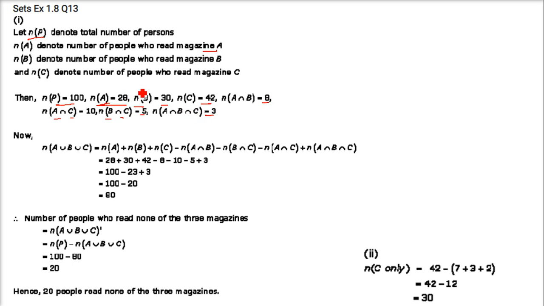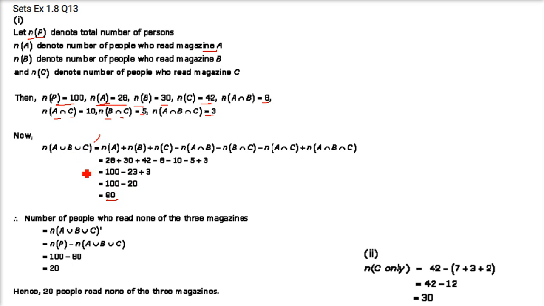So we have to find out, first of all, there are two parts of this question. How many read none of these magazines? So we have first the formula of n(A union B union C) is n(A) + n(B) + n(C), then minus n(A intersection B), n(B intersection C) and n(A intersection C), and then plus n(A intersection B intersection C). This formula we know, for A, B, C, this is the formula. We know all these values, just put in here, it is 80. So n(A union B union C) is 80.